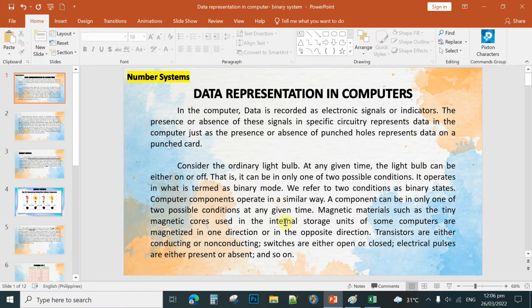Computer components operate in a similar way. A component can be in only one of two possible conditions at any given time. Magnetic materials, such as the tiny magnetic cores used in the internal storage units of some computers, are magnetized in one direction or in the opposite direction. Transistors are either conducting or non-conducting. Switches are either open or closed. Electrical pulses are either present or absent, and so on.